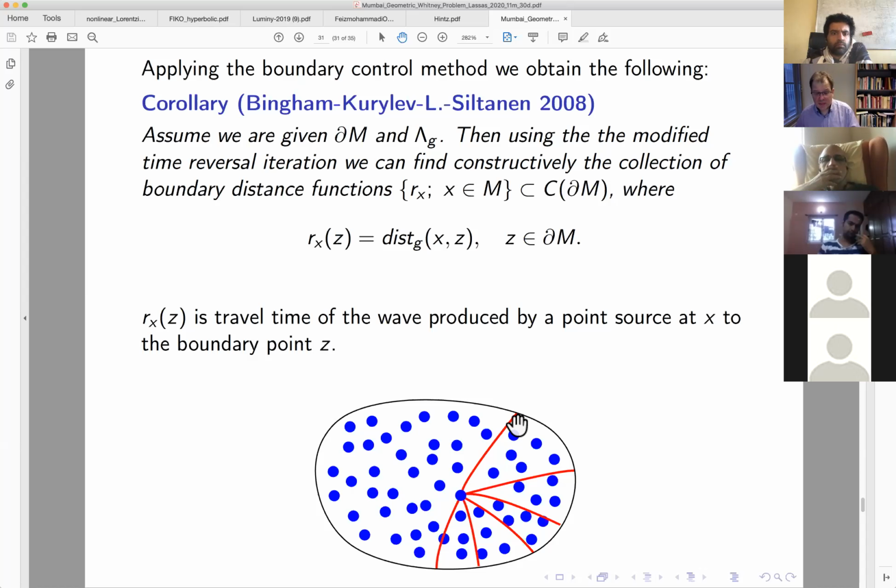So I recall that this can be done by focusing a wave to some unknown interior point of the manifold, and then looking at how long it takes for this focused wave to propagate back to the boundary. In the travel time metric, this gives the boundary distance function, so distances from the interior to the boundary points.